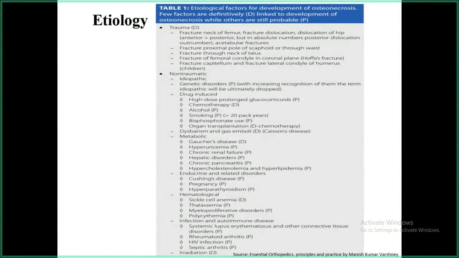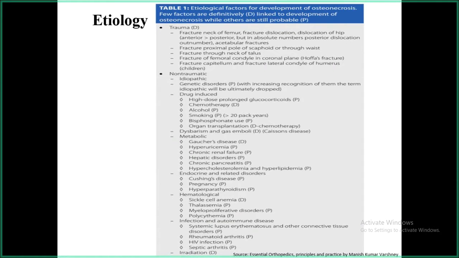This is the etiology, which is divided into traumatic and non-traumatic. The traumatic etiology you most commonly encounter in your casualty is neck femur fracture and posterior fracture dislocation, right? And non-traumatic causes are, first, idiopathic. Second, may be a genetic disorder. Third one is drug induced. Most common is the high dose of prolonged glucocorticoids, or oral steroids.